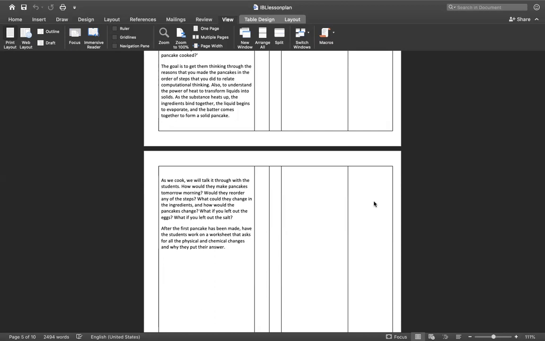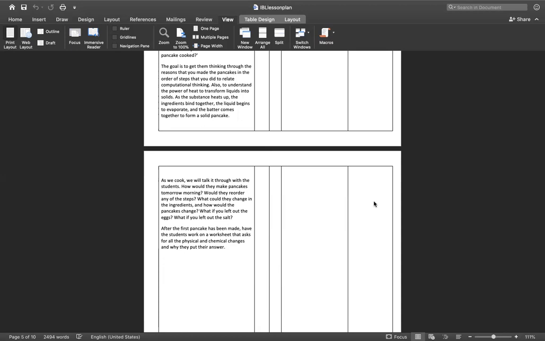As we cook, we will talk through it with the students. How would they make the pancakes tomorrow morning? How would they reorder any of the steps? What could they change in their ingredients, and how would the pancake change? What if we left out the eggs? What if you left out the salt?